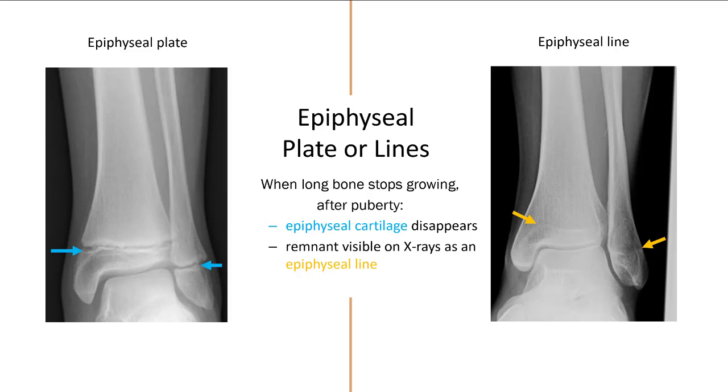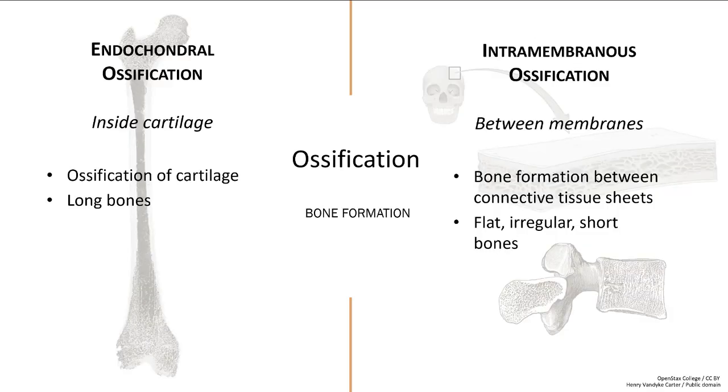We can see on the left are epiphyseal plates in a prepubescent individual. It looks like the bone is broken, but it's just cartilage, so that's a normal growing bone in a child. On the right, you can see the faint line in an adult where there is no more cartilage and the bone has filled in, and that's known as an epiphyseal line.